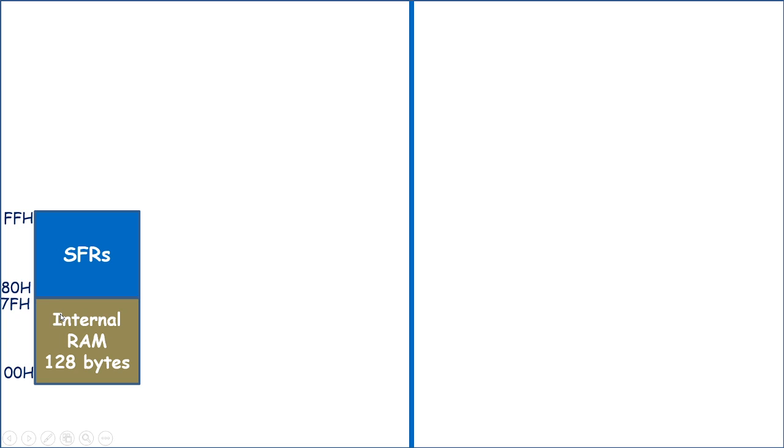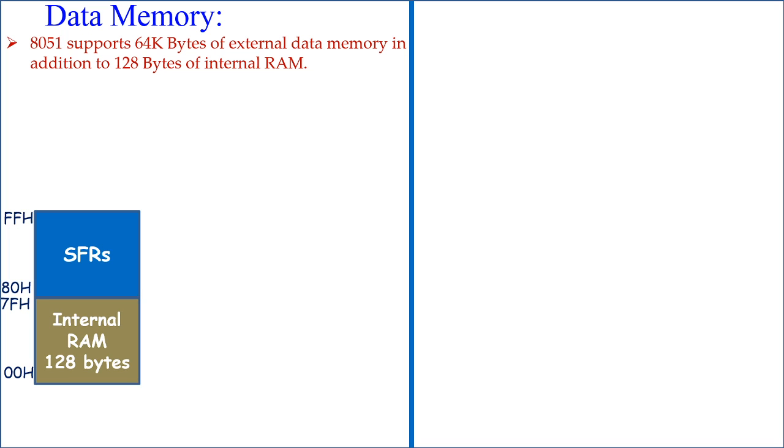Now let us discuss the data memory and program memory. Data memory supports 64 KB of external data memory in addition to 128 bytes of internal memory. This one is the internal memory, and this is the special function memory. We name this the internal memory of 128 bytes, plus the special function memory 80H to FFH.